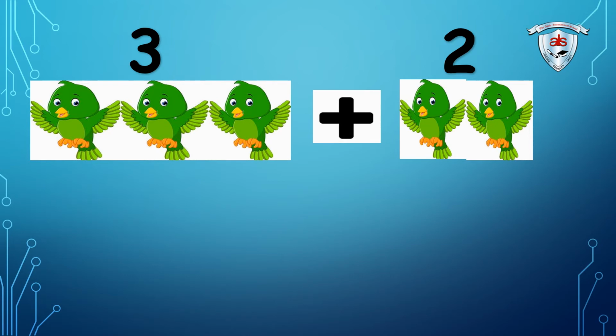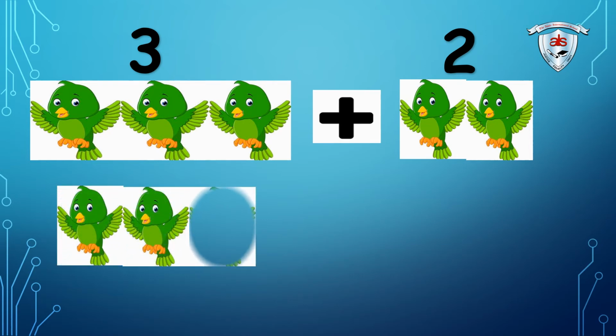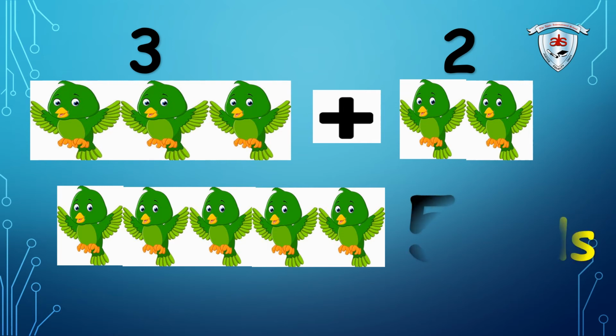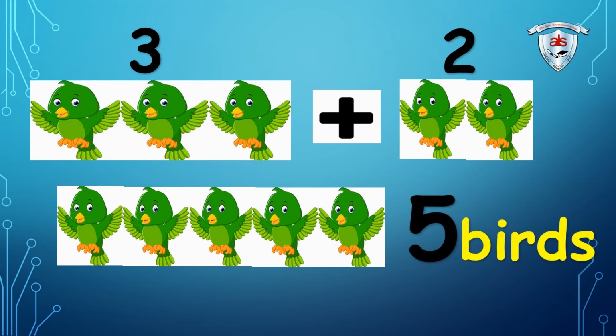So let's count here. 1, 2, 3. Okay, this first group is done and the second group. 4, 5. Okay, great. So all together how many birds are there? 5. So 3 and 2 make 5. 5 birds. Well done, kids.